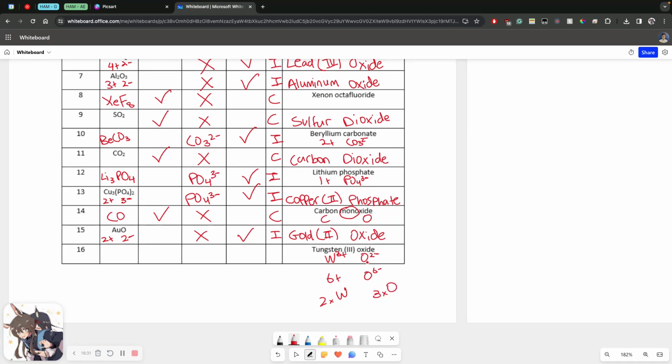All right, with this information, oh, we forgot to fill this part out. All right, so tungsten, a transition metal, mark that here. Oxygen, oxide, no polyatomic ions, and we know it's ionic. So with this information, we can figure out the formula, which is W2O3.